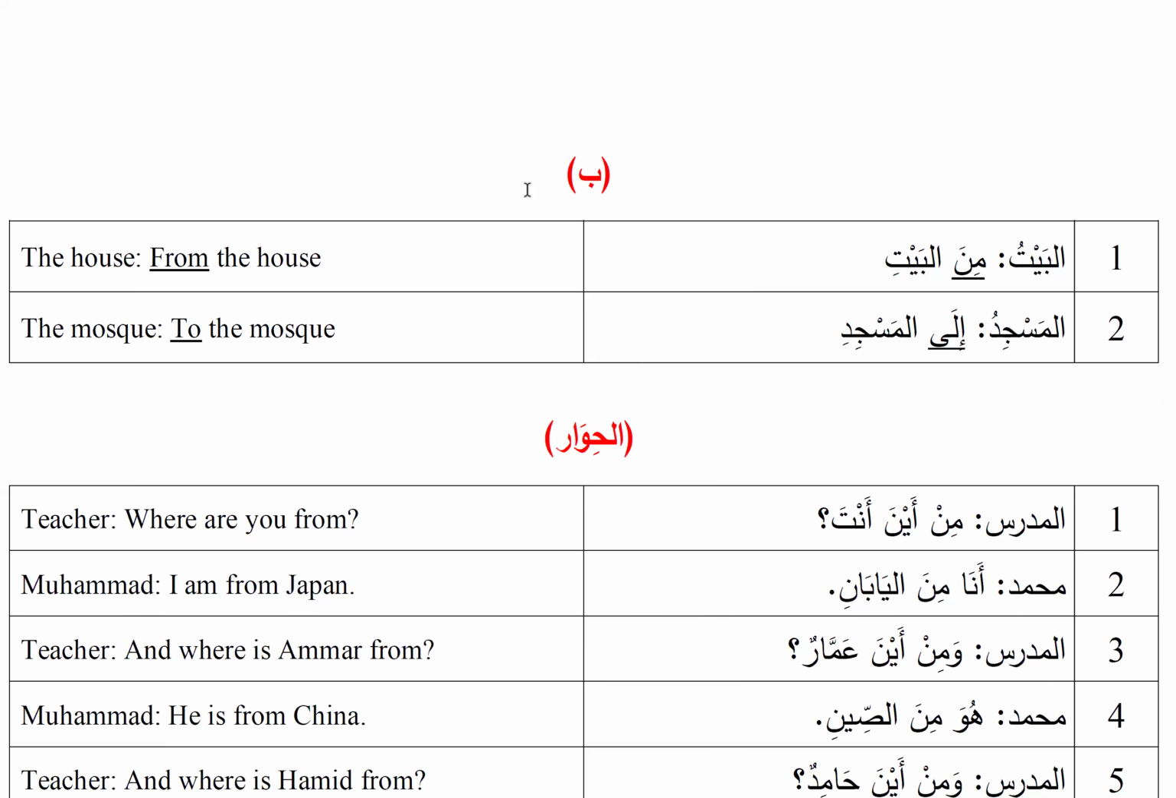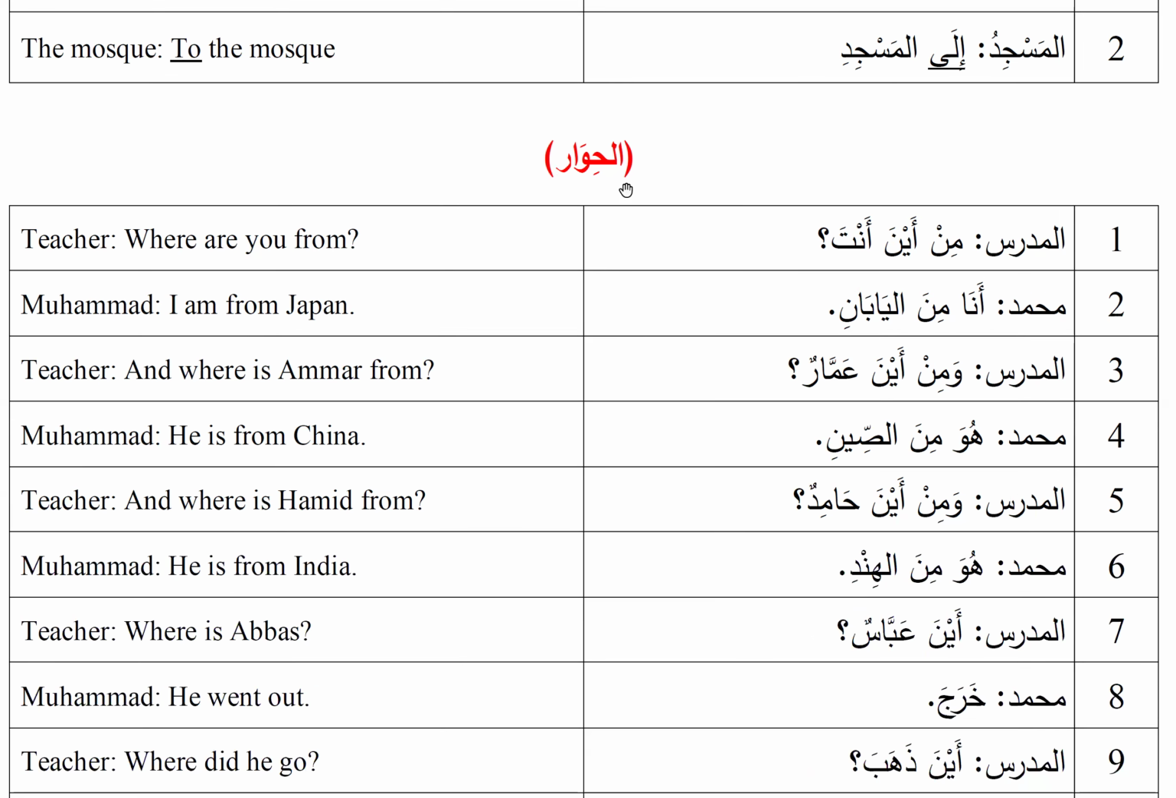Now this is the second part. Here we have two prepositions, and that is min and ila, from and to. Al-baytu, the house. Min al-bayti, from the house. Al-masjidu, the mosque. Ila al-masjidi, to the mosque. So hiwar, conversation. Teacher says, min aina anta, where are you from? When you want to say where are you from, you have to say from, where, you. That's the pattern in Arabic. Where are you from? We put the from first. Muhammad says, Ana min al-Yabani, I am from Japan.